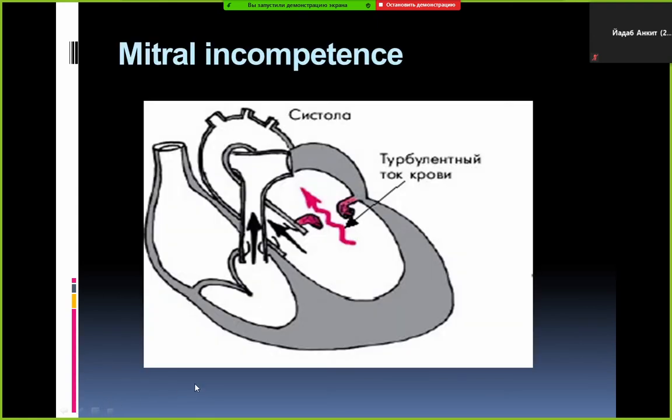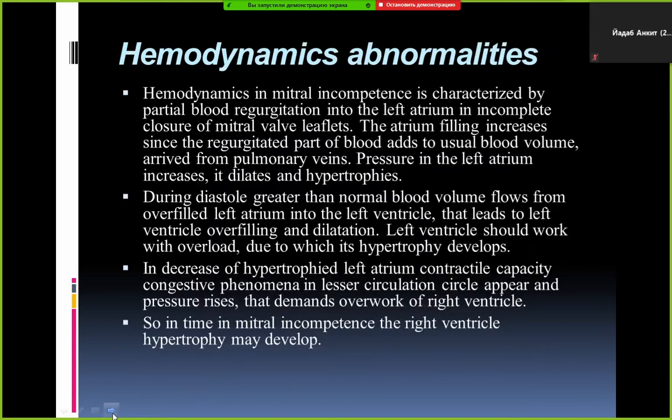Next, defect: mitral incompetence. Mitral incompetence means incomplete closure. So hemodynamics in mitral incompetence is characterized by partial blood regurgitation into the left atrium in case of incomplete closure of mitral valve leaflets. The atrium filling increases since the regurgitated part of blood adds to the usual blood volume arriving from pulmonary veins. Pressure in the left atrium increases, it dilates and hypertrophies.